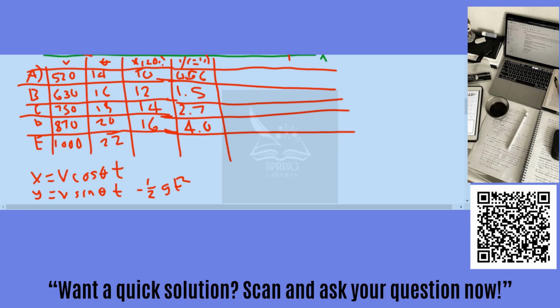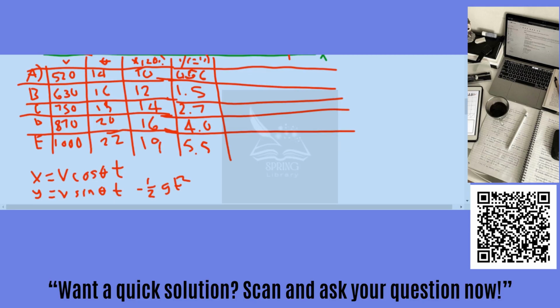That would be 19 and 5.5. Okay, let's see what we got next. Plot these coordinates. Okay, so I need to plot these coordinates.